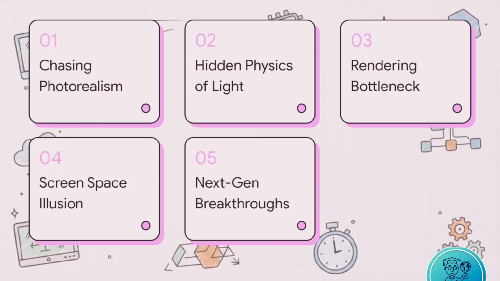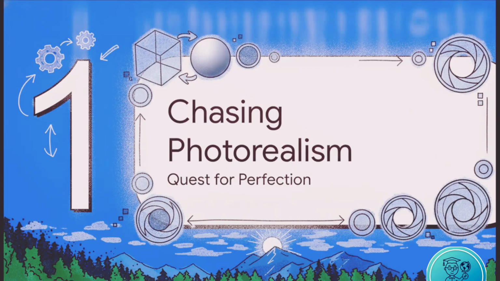First up, chasing photorealism. Second, the hidden physics of light. Third, the real-time rendering bottleneck. Fourth, the screen space illusion. And finally, next-gen rendering breakthroughs. All right, let's kick things off with part 1, chasing photorealism and the quest for perfect illusions.